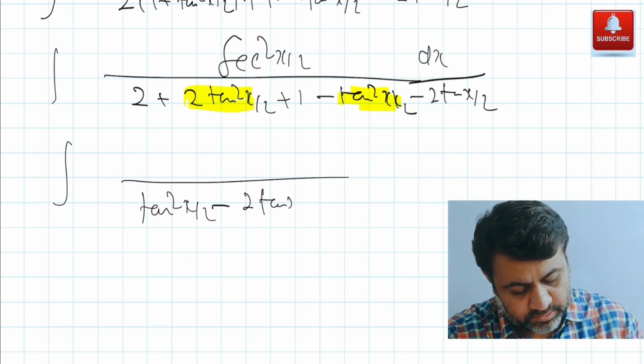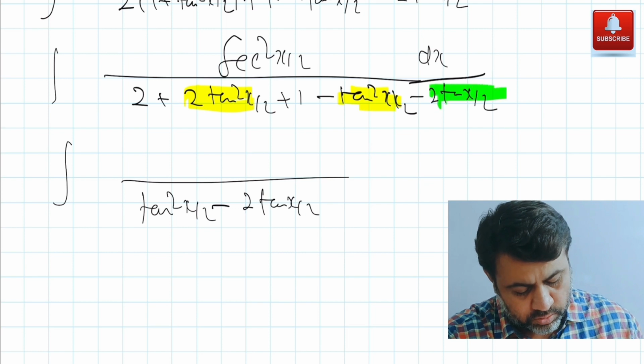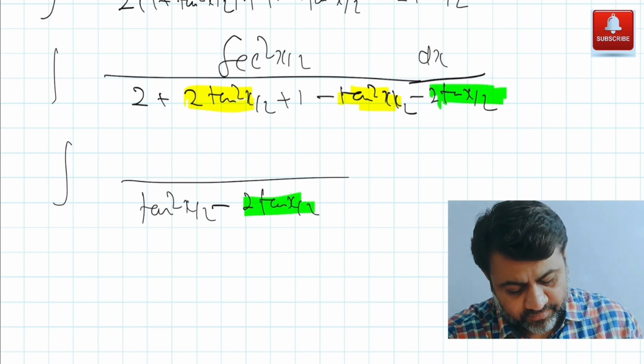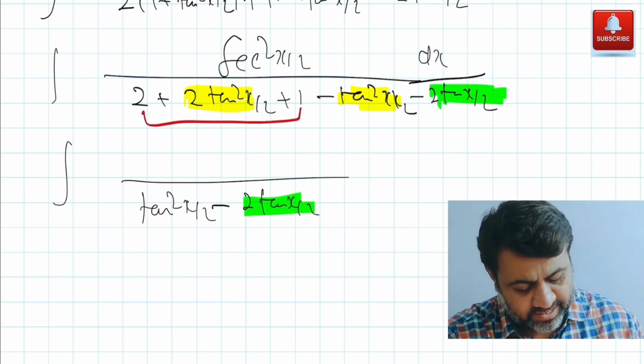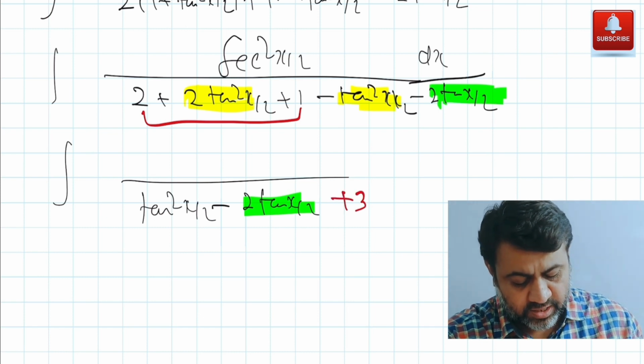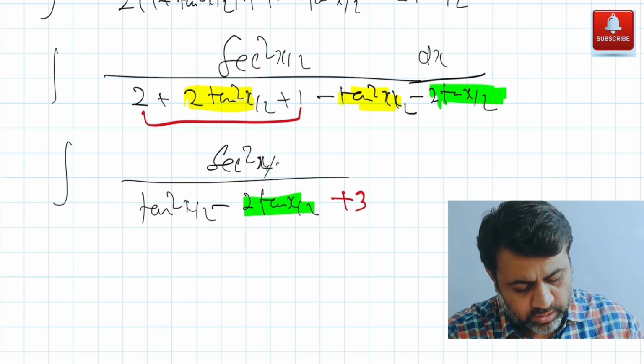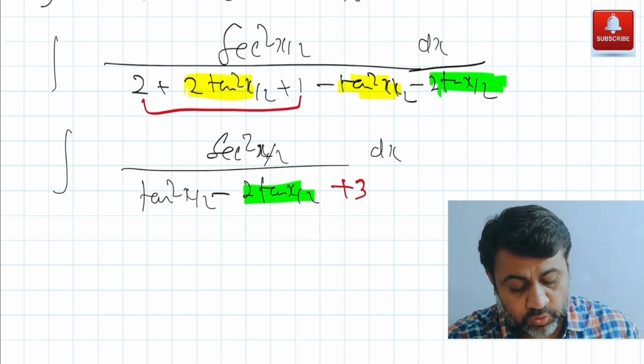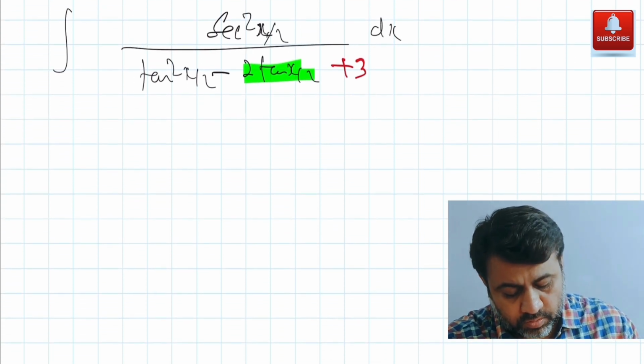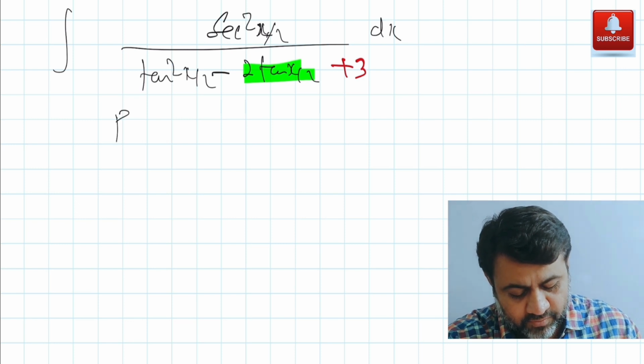I am writing it here. This is minus 2 tan x by 2. Okay, and in the end we have 2 plus 1, which I can write as 3. Numerator I am not doing anything, keeping as it is sec square x by 2 dx. Next is, now substitution will come into the picture. So now by the time, I think now you are well versed with this kind of thing.